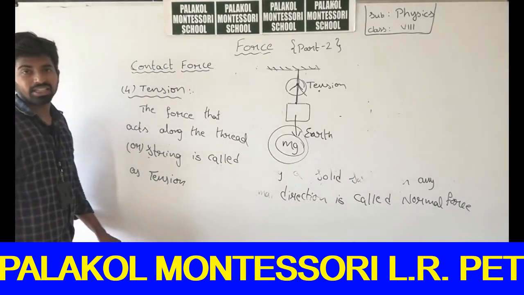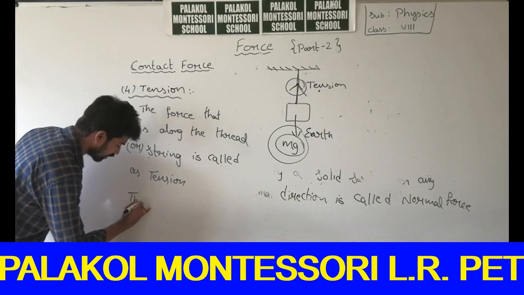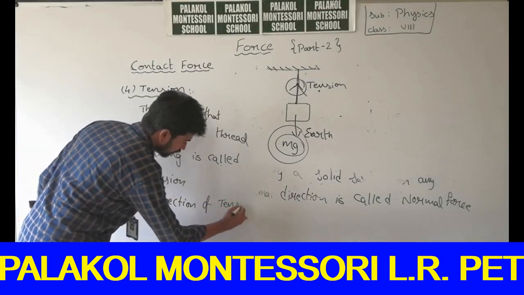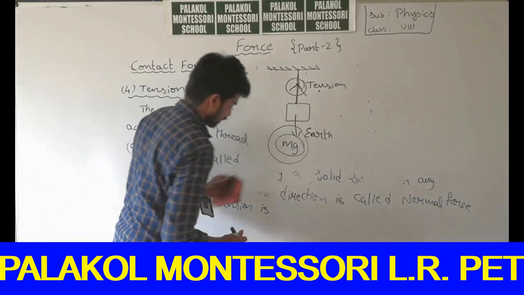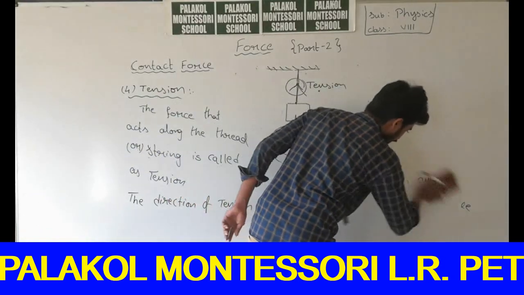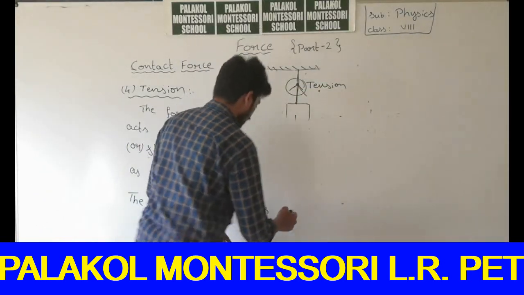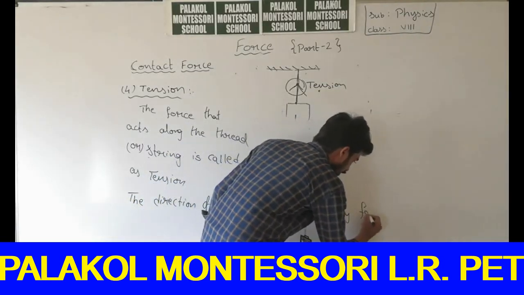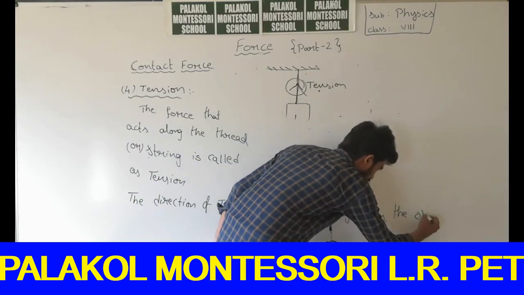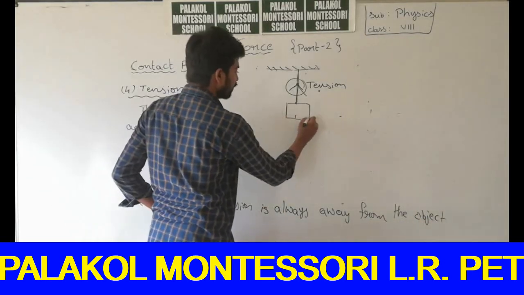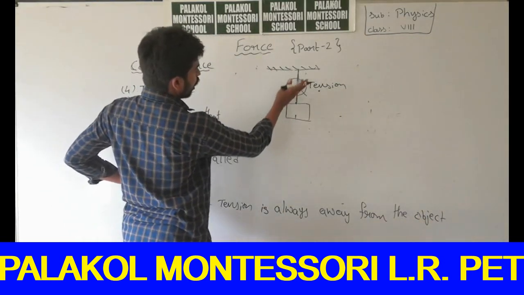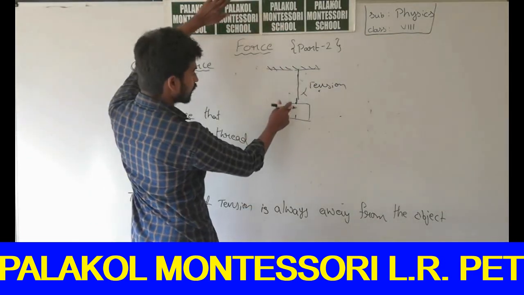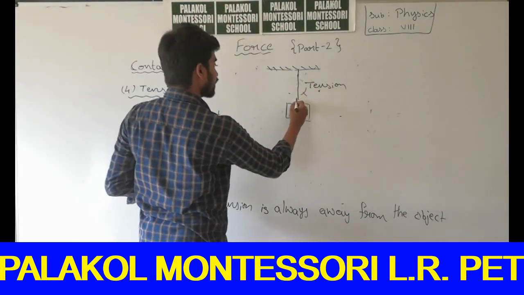The direction of tension is always away from the object. So, here is the thread. What is the direction of tension in this thread? It always acts away from the object. This is the object, this is the thread. What is the direction of the tension? The tension direction is away from the object.